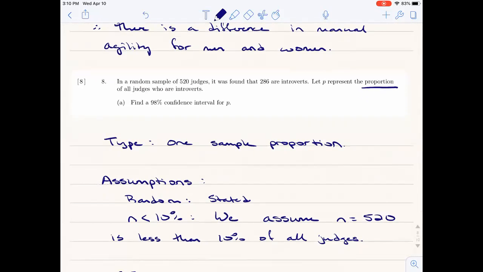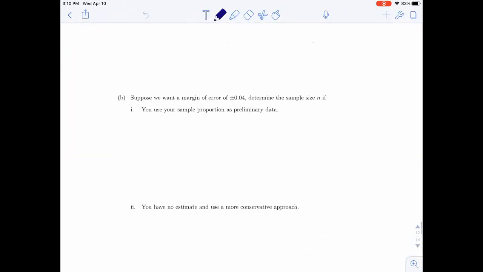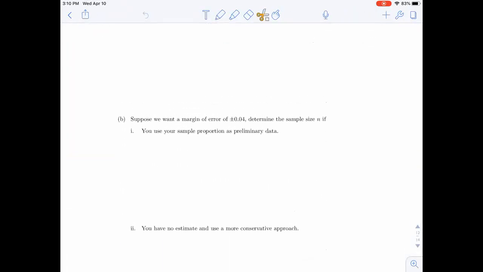So one thing I wanted to say, right, was find a 98% confidence interval for p. So it doesn't actually say what for, but then it says let p represent the proportion of all judges who are introverts, right? And so it's just that little shorthand. So that's how you know what p is, because they've told you. So let's do these sample size calculations.